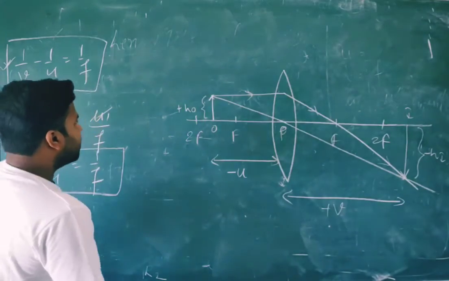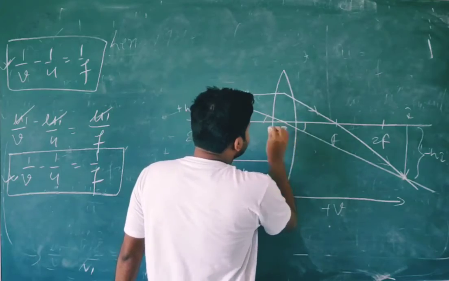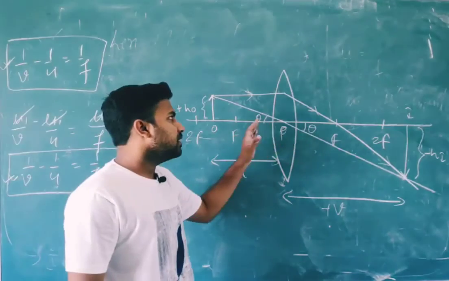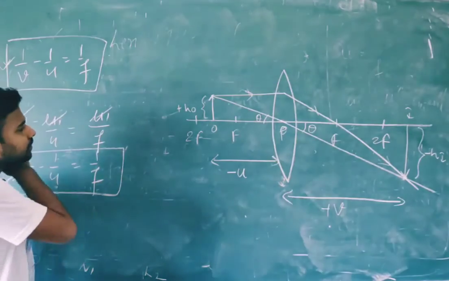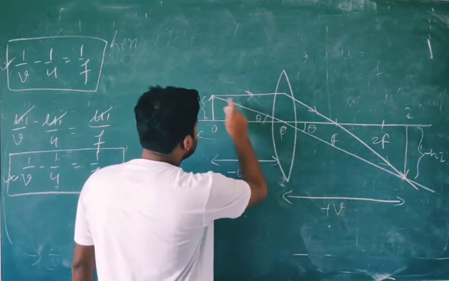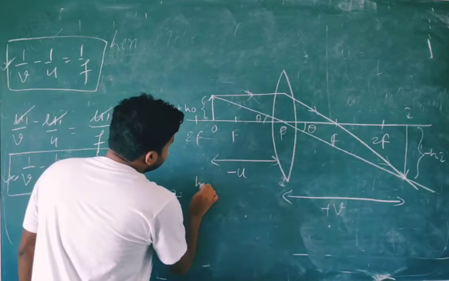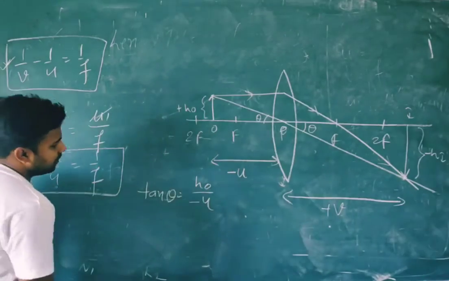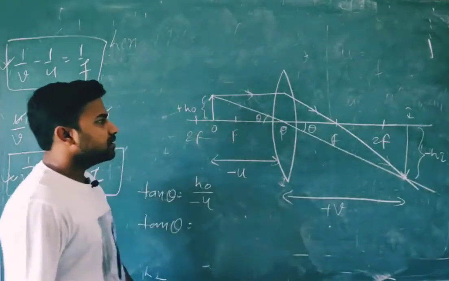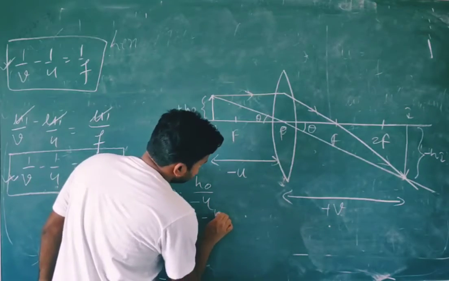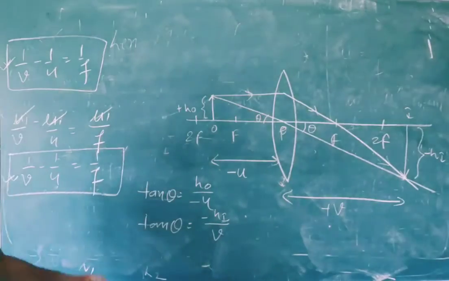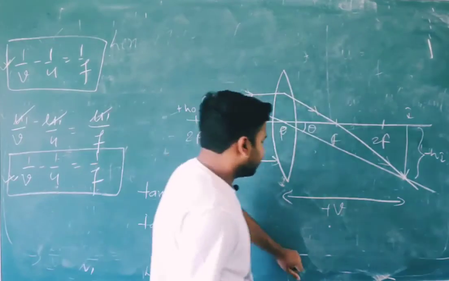Okay student, now this angle is equal to this angle. From 10th class or 9th class geometry we already know these things. This theta is equal to this theta. So now tell me student, in this triangle, tan theta equals what? h0 divided by minus u. And tan theta on this triangle, if you are writing, what can you write? Minus hi divided by v.